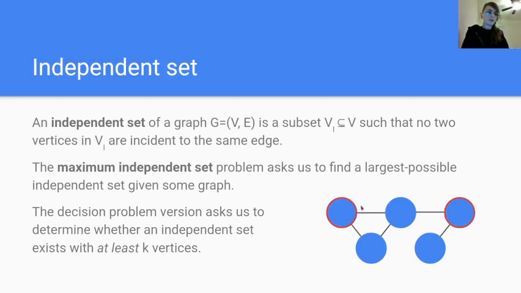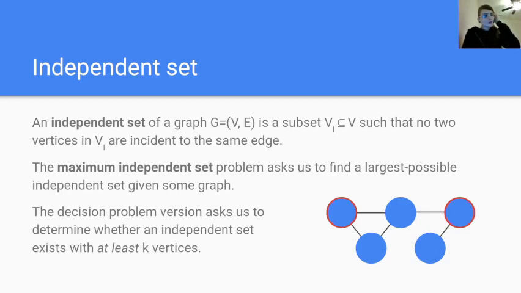I mean, you can try right now. Remember, you're trying to find a subset of the total graph's vertices such that the vertices in your set do not share common edges. You can't have an edge between any 2 vertices in your subset. That's an independent set.